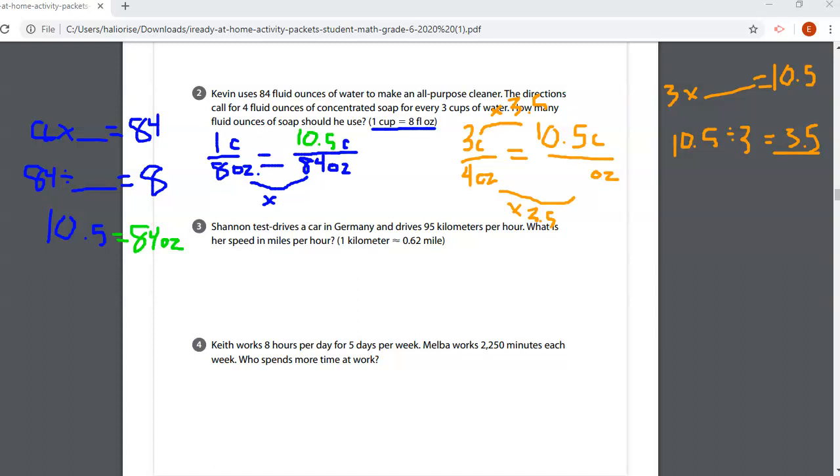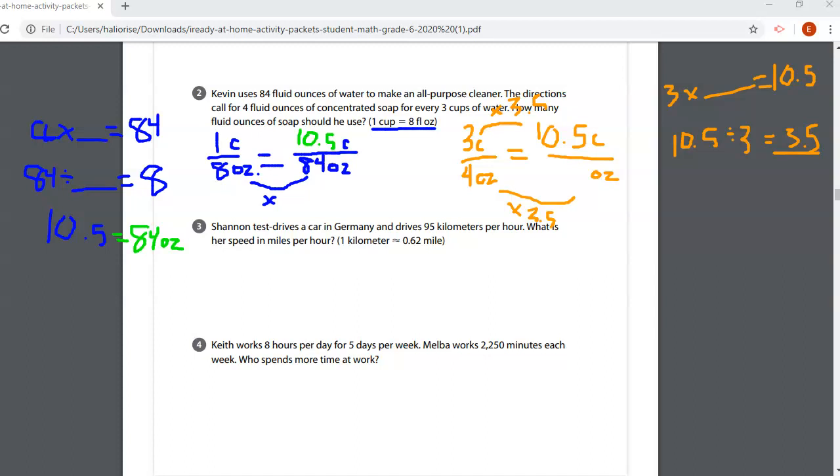Alright, Shannon test drives a car in Germany and drives 95 kilometers per hour. What is her speed in miles per hour? So here's your conversion factor. You're going to use that to set up something like this. And we know 95 kilometers, and we're just looking for the miles per hour. Sorry.